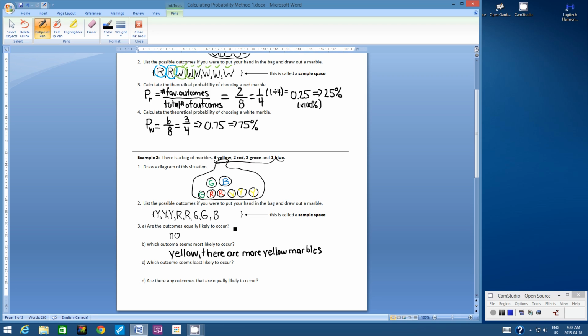C, which outcome seems least likely to occur? Well, look at our bag, look at our list. What color of marble is least represented? Well, that's blue. Okay.